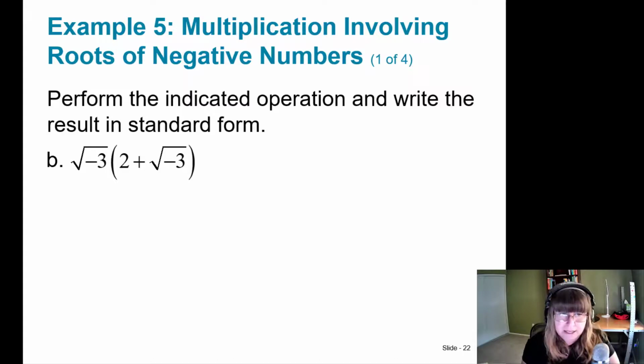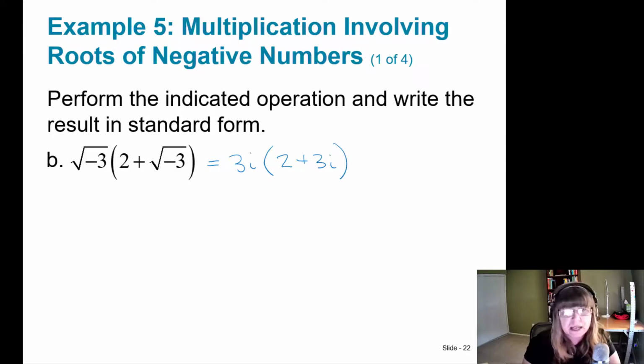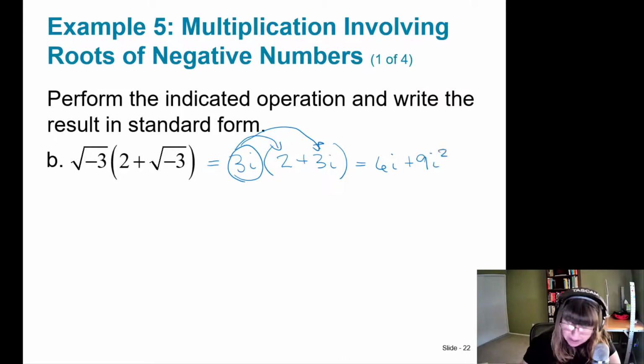Okay, let's try B. I'm going to convert all of the square root of negative values over to i's first. This is 3i times 2 plus 3i. Now I can do my multiplication without breaking any of the rules, without causing any more complexity. Okay, 3i times 2 is 6i, and 3i times 3i is 9i squared. But don't forget, you have to convert this i squared to a negative 1.